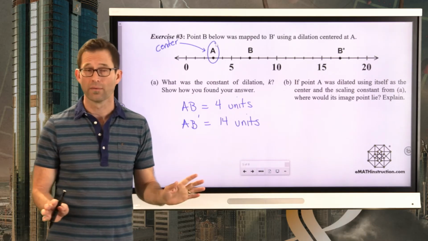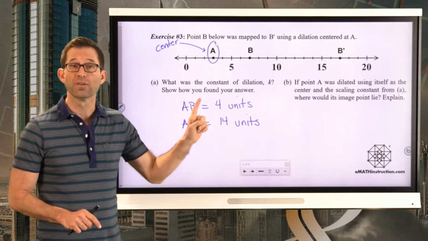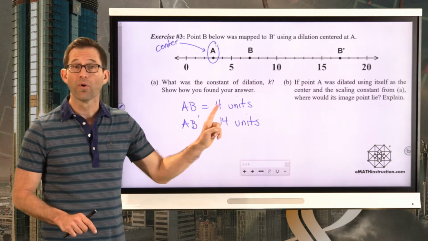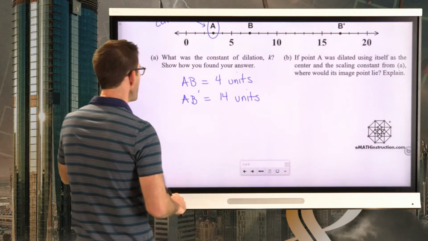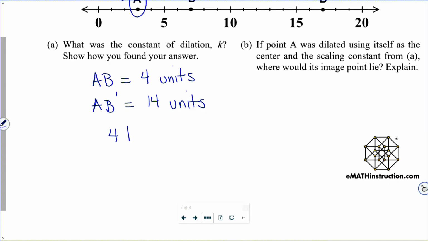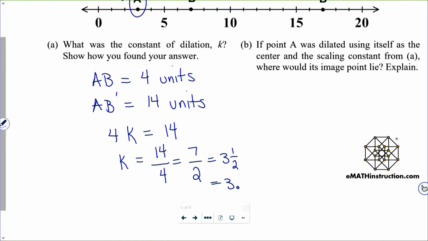And that's the whole point, right? The scaling constant should take this distance, and when you multiply this distance by that k, you should get this. So we can set up a little equation here. We can say 4 times the scaling constant is equal to 14. So the scaling constant must be 14 fourths, which if we reduce would be 7 halves. And if you like it in terms of decimals, that would be 3.5.